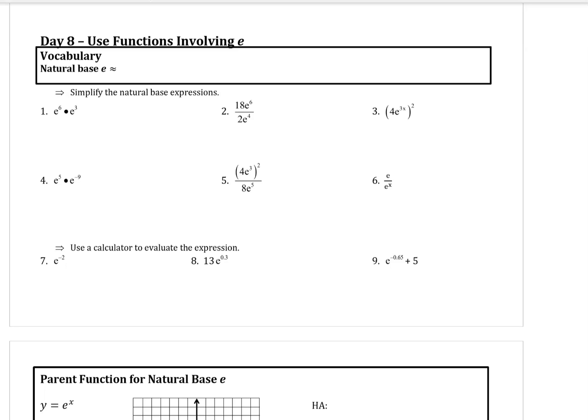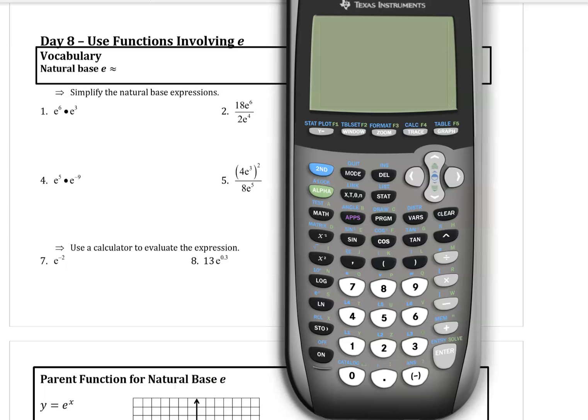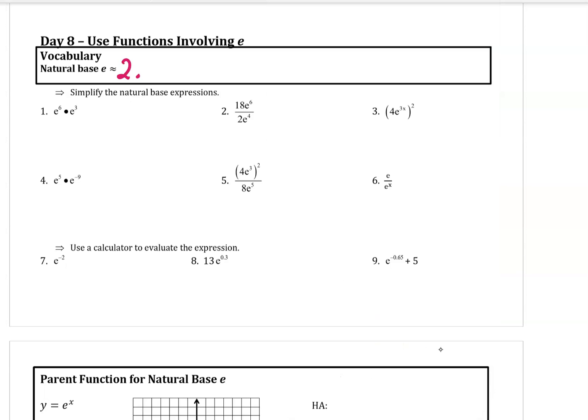Unit 9, Day 8, using functions involving e, natural base e. So first off, we're going to define what natural base e is equal to, which you can find easily in your calculator by going in to e to the x. Let's take a look at e to the first power. 2.71828, yada, yada, yada. So it's about 2.718.